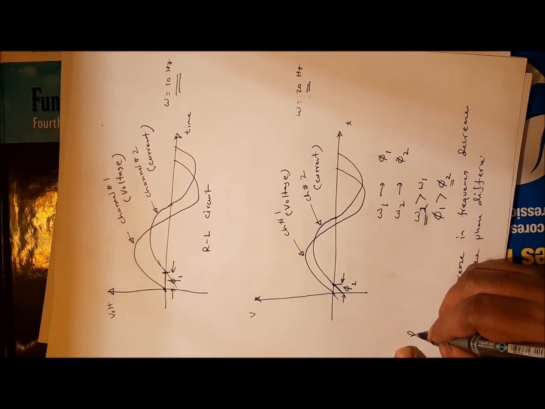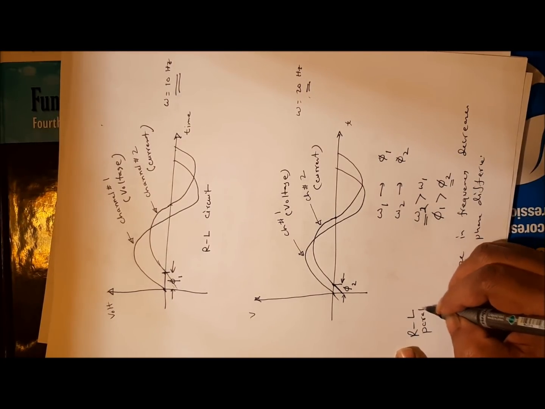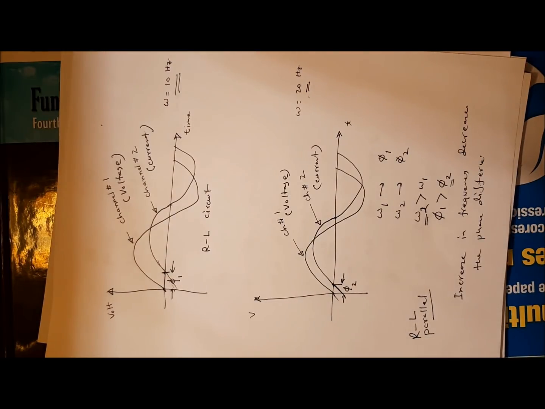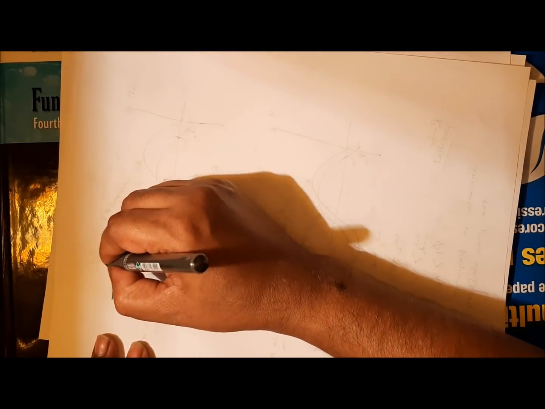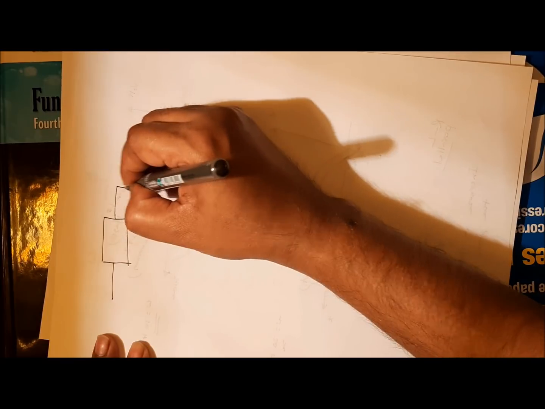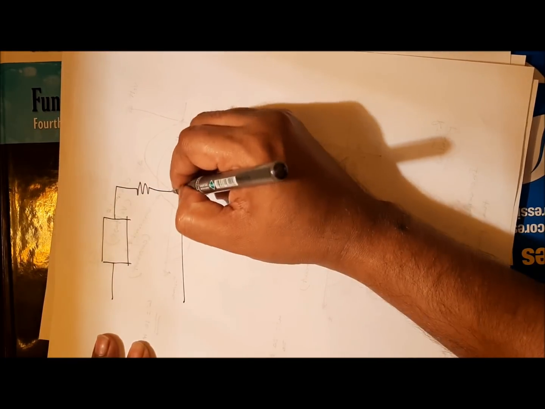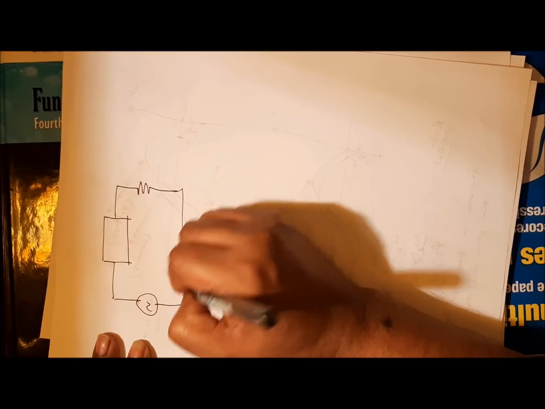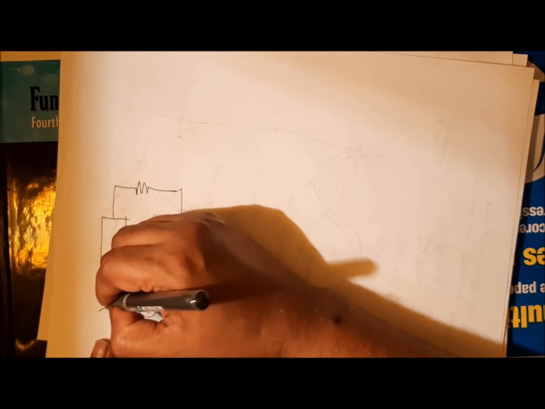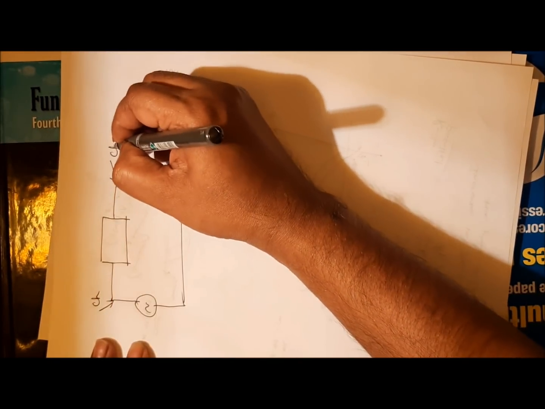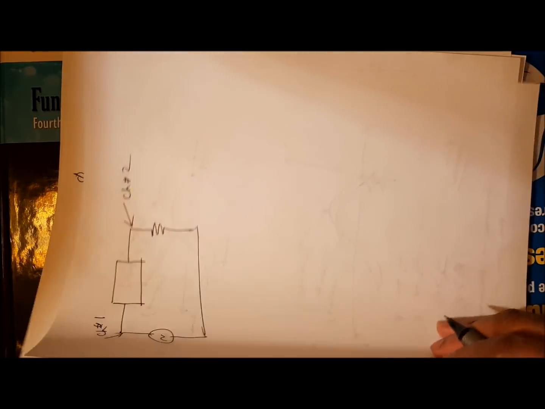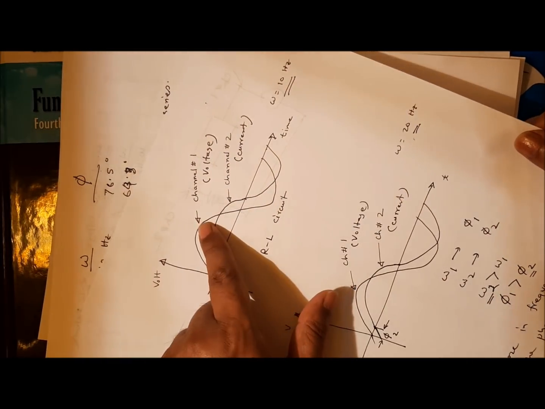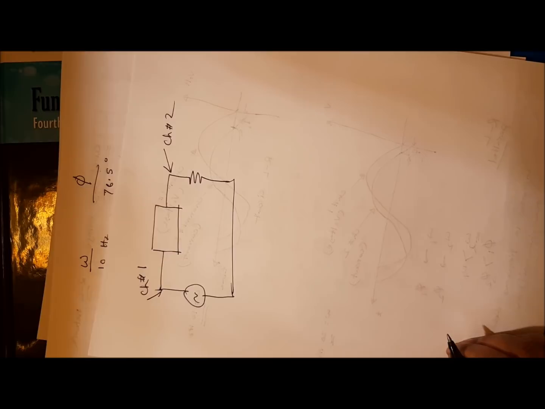So it will be RL parallel. Now if you want to find what will be the value for RL parallel, let's say we have a black box, and this is the sense resistor, and this is my source. We found channel 1 here and channel 2 here, and let us assume channel 1 at 10 Hertz frequency.